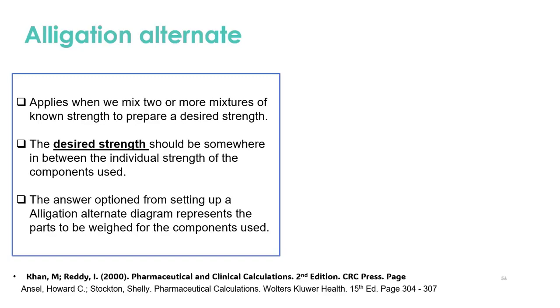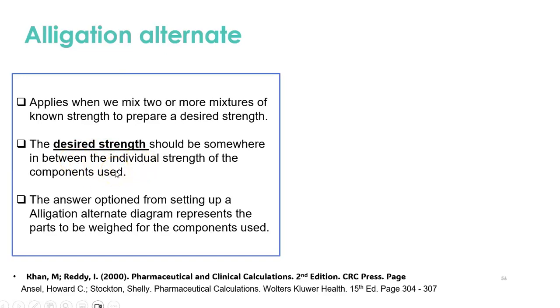alternate? It applies to when mixing mixtures of two or more, knowing the strength, and of course you're trying to solve the quantities and the proportion that you need to mix them with. Now, for alligation alternate to be practical, you need to know the desired strength. That's something which has to be requested of you. Now, the strength should be between the individual strength of the ingredients.